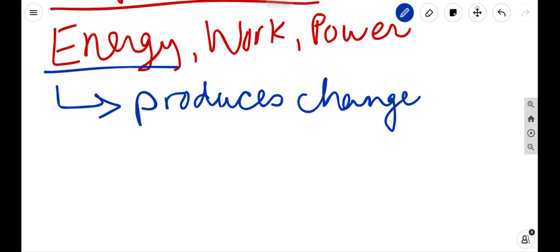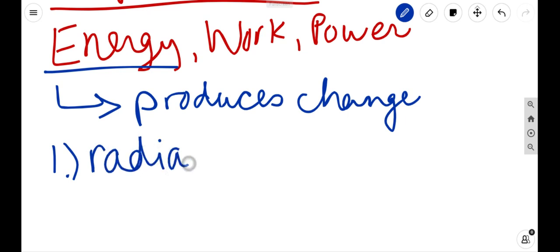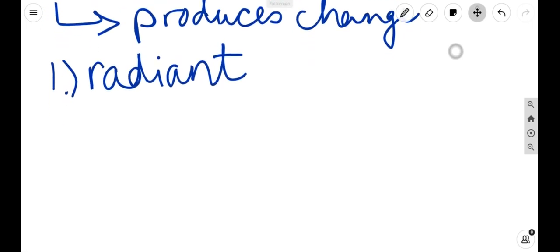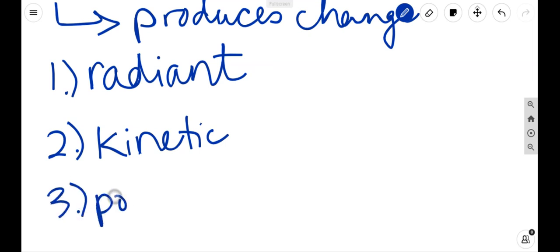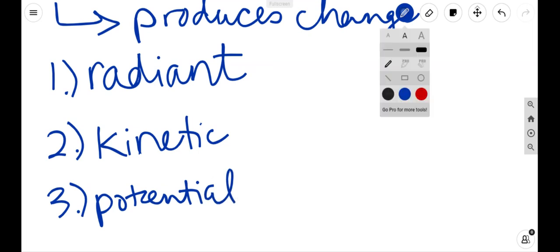There are three different types of energy. In chemistry, we covered radiant energy, and what we're going to cover in physics is also kinetic and potential. So we'll take a look. All right, so radiant, kinetic, and potential.